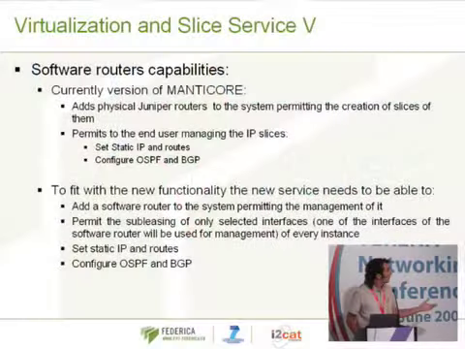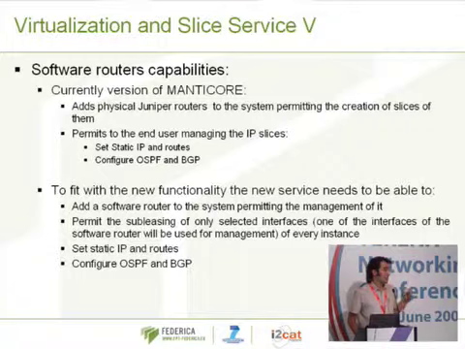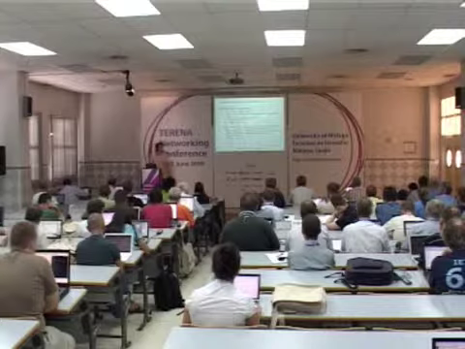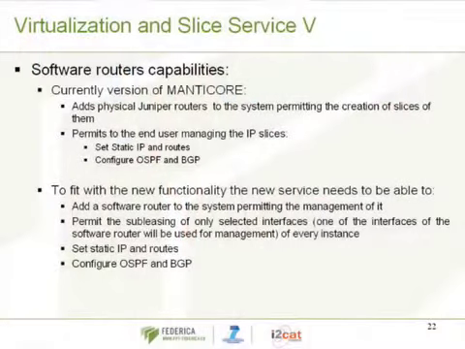Also, the other important thing we need to do in order to fit in Federica is to permit the management of software routers. Currently, as I told before, we can add a Juniper router, manage it, and we can set a static IP and routes and configure OSPF and BGP. So in order to fit software routers in this tool, the first thing is to permit adding the software router to the system and to manage it.